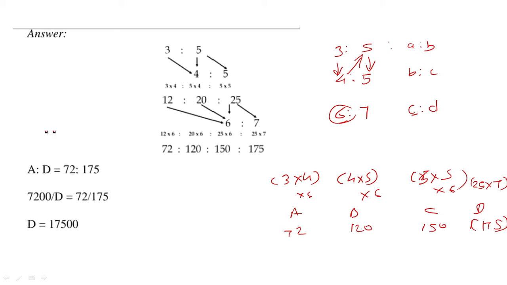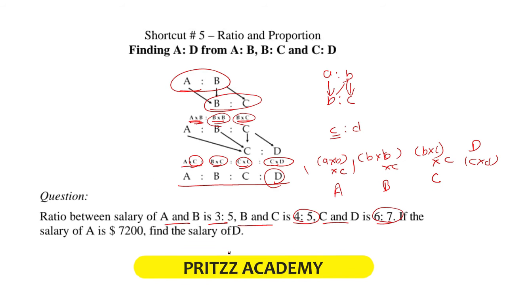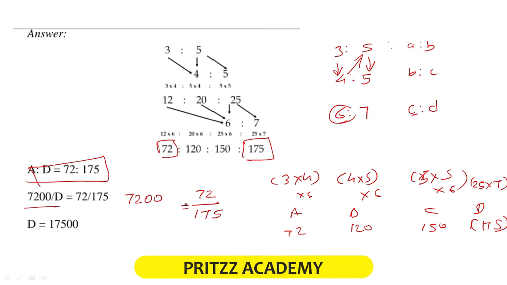Okay, so we have to find the ratio for A to D. So A is 72 and D is 175. So the A to D ratio is 72 to 175, and then we can write the ratio as 72 divided by 175. Whatever is given in the question, the salary of A is 7200. So 7200 upon D, and from here we can calculate D is 17500. Okay, this is how we can solve.